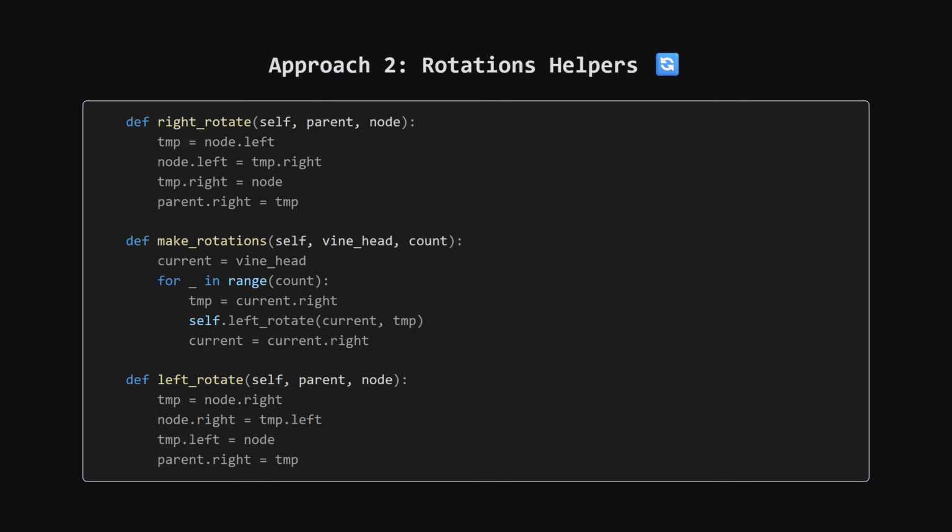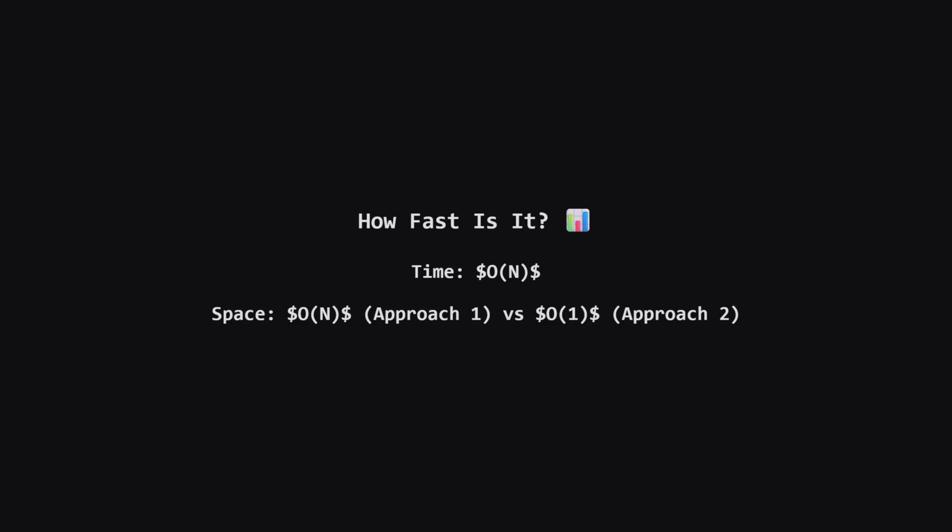And here are the helpers that make it work. The right rotate and left rotate functions are the standard tree rotation operations. They swap links to move nodes up or down while keeping the sort order correct. The make rotations function just applies these left rotations a specific number of times to compress our vine into a tree. So how do these compare?